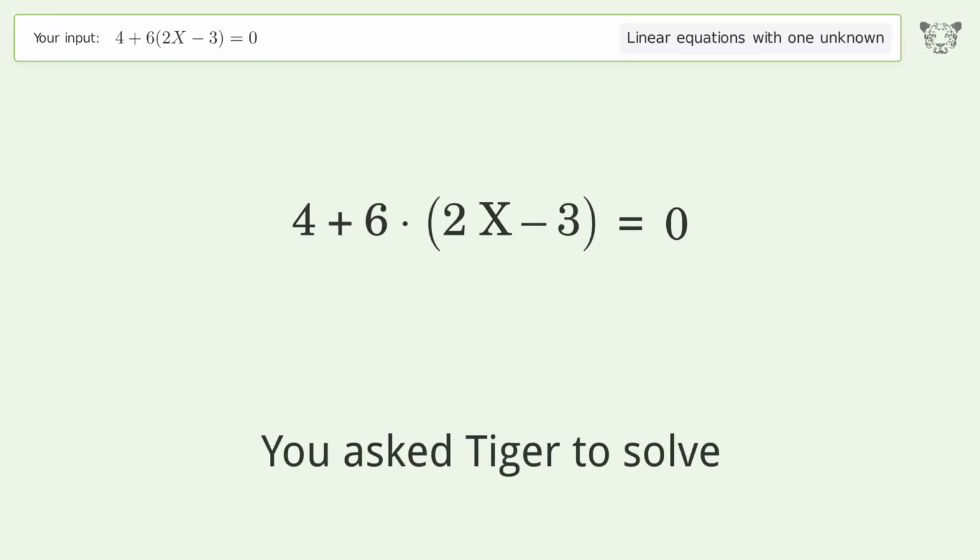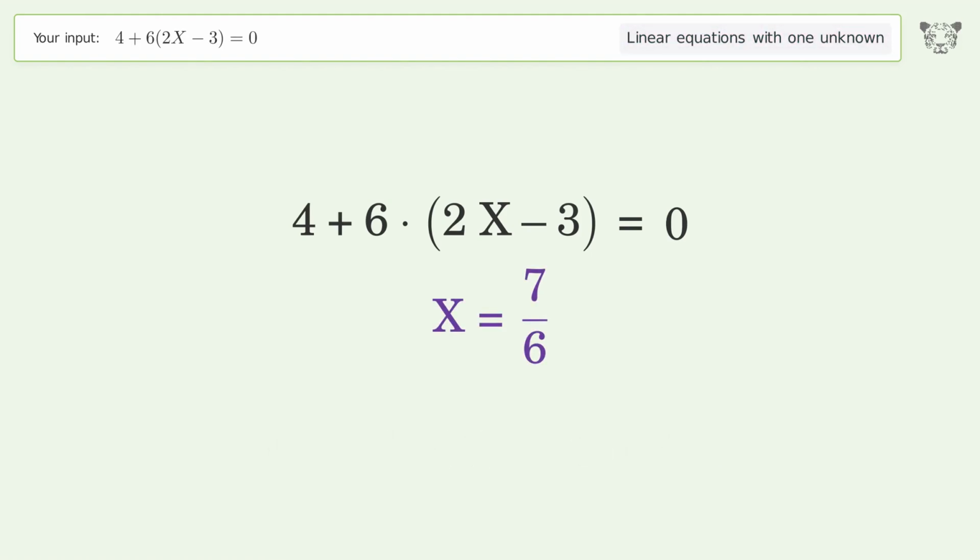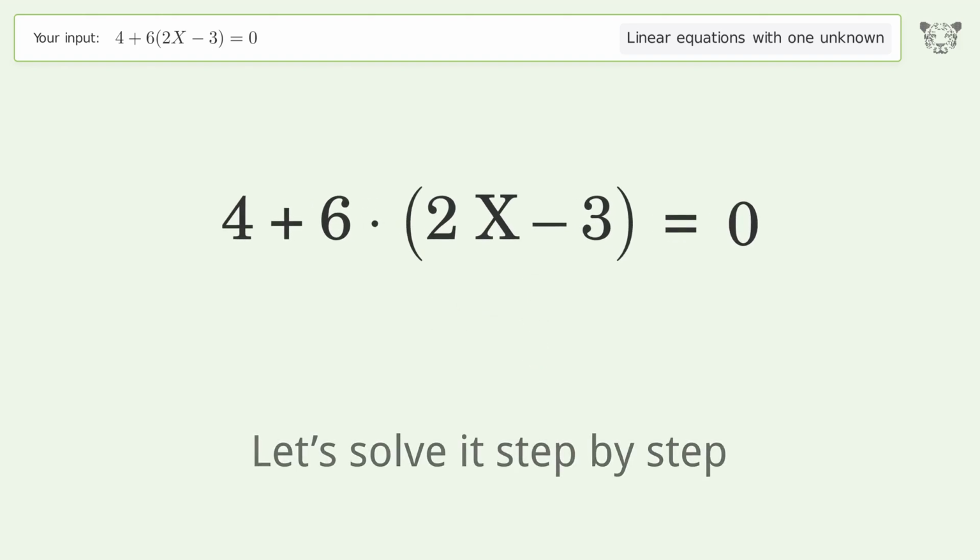You ask Tiger to solve this. This deals with linear equations with one unknown. The final result is x equals 7/6. Let's solve it step by step.